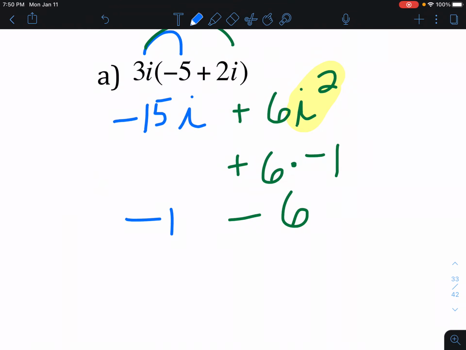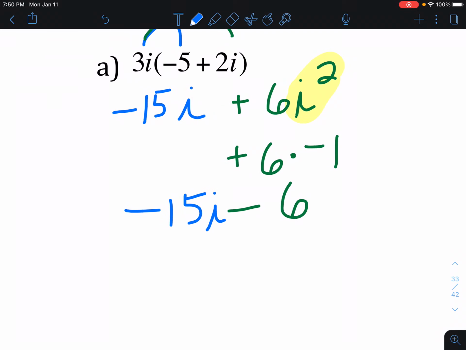And then bring this down. And then it's just about done. Technically, you want it in the right order. Remember, it's in the order a plus bi. So this should be written negative 6 minus 15i.